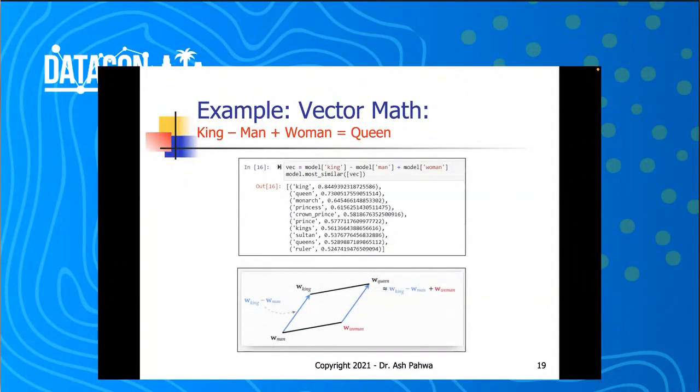Mikolov first worked for Microsoft Research, for one or two years. Then he moved to Google, where he published this very famous paper. After that, he went to Facebook, where he is doing the same thing. Again, he's working on word2vec.